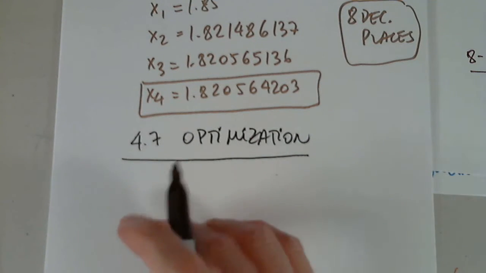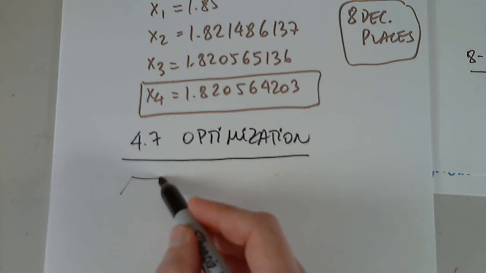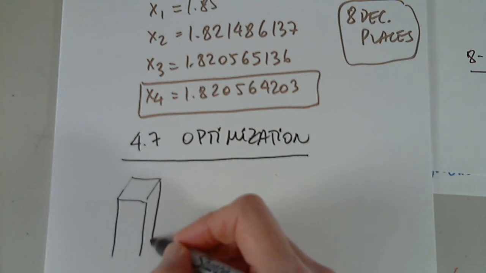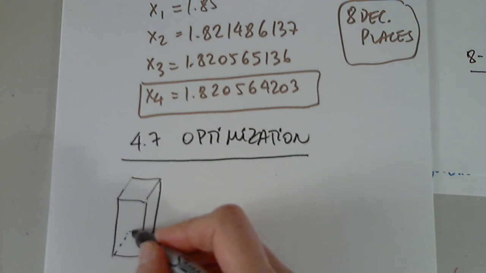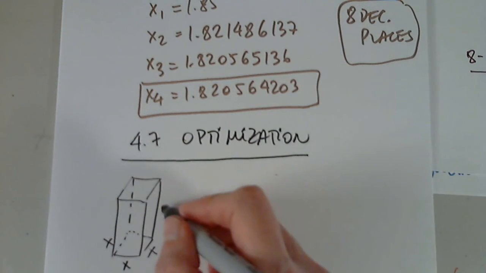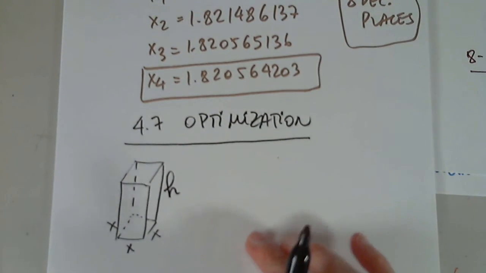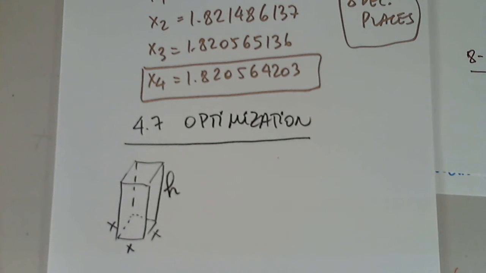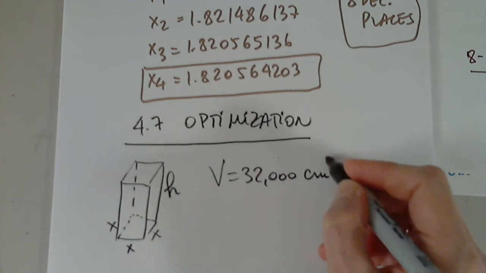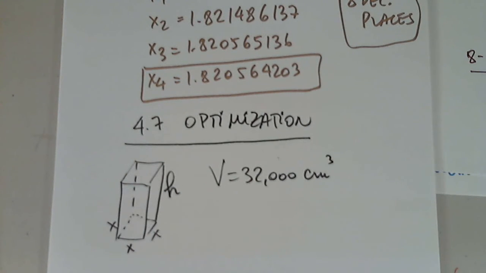A box with a square base and open top. Let x be the side of the base and h the height. A box with a square base and open top must have a volume of 32,000 cubic centimeters. Find the dimensions of the box that minimize the amount of material used.